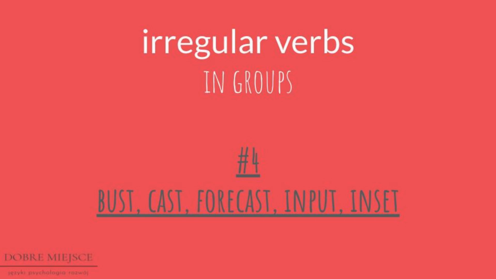Now the verb number 3 from our list, which is forecast. The forms of this verb are as following. Forecast, forecast, forecast. Examples in sentences. Past simple example: The Prime Minister forecast the rise in inflation. And past participle example: Snow has been forecast for the weekend.